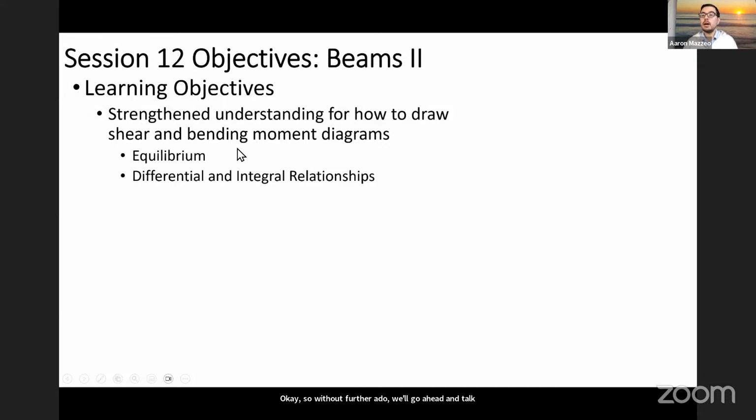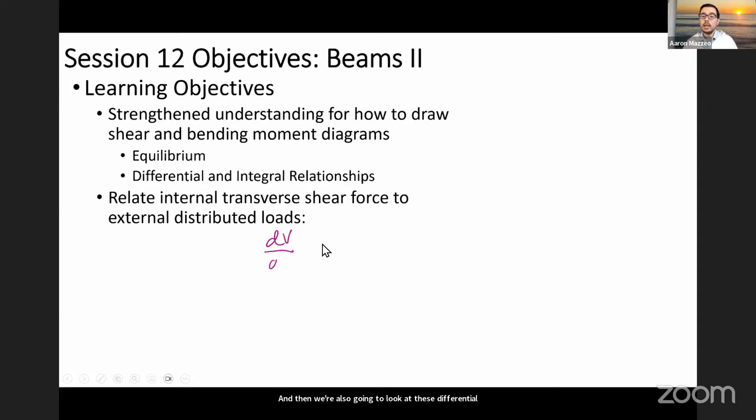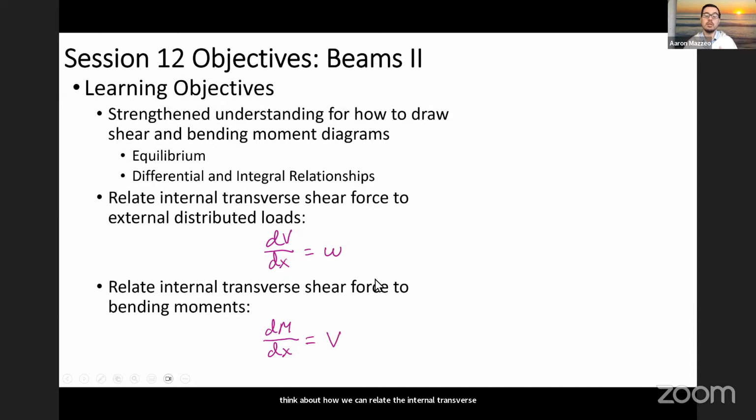We're going to talk about how to draw shear and bending moment diagrams, and we're going to use two techniques for this. We're going to look at how you did it back in the past with the equilibrium-based techniques, and then we're also going to look at these differential and integral relationships, which we introduced last time. And as a recall, what we were attempting to do is think about how we can relate the internal transverse shear force to an external distributed load, and also relate internal transverse shear to bending moments.